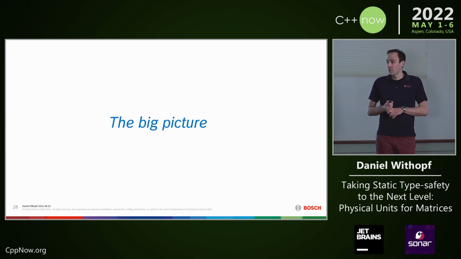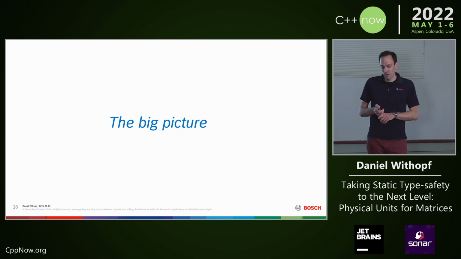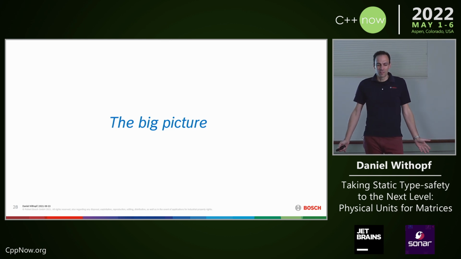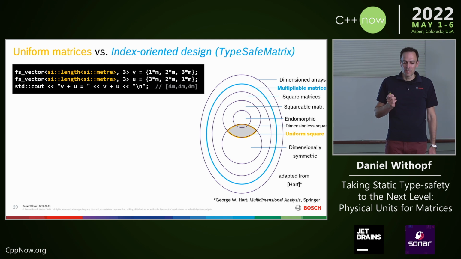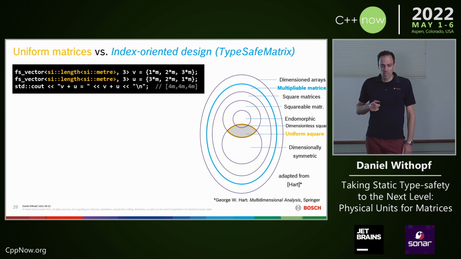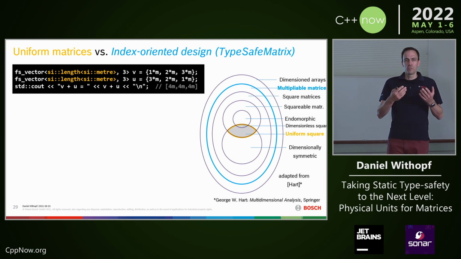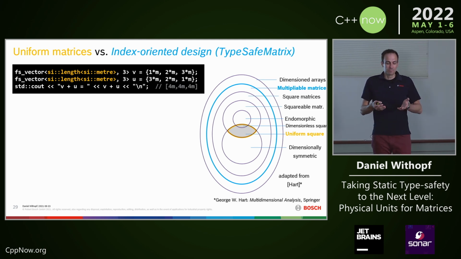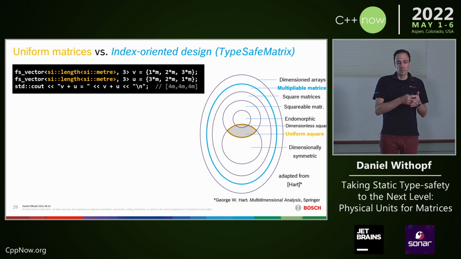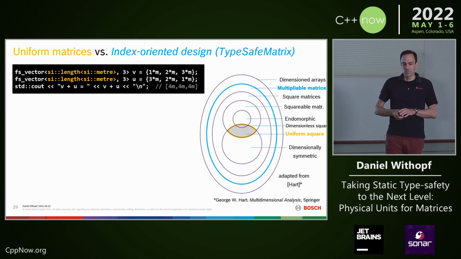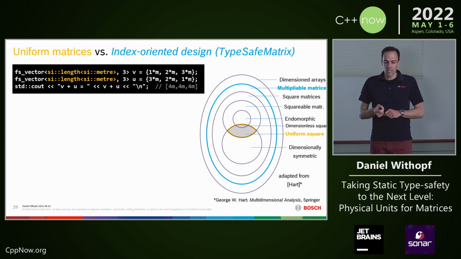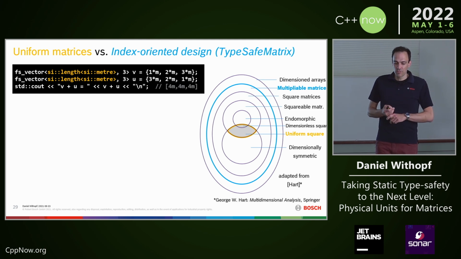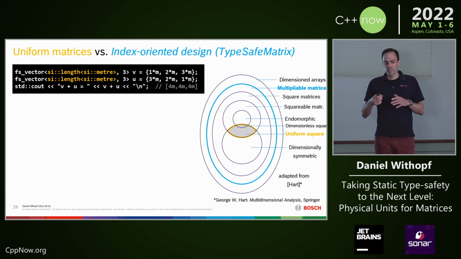Let's move on, maybe. So, okay, this was sort of the lowest details of the library. Now I want to take a step back and take a look at the big picture, what we've actually achieved so far. So I want to compare what we had in the beginning, the uniform matrix approach, where we use the value type of a vector to represent uniform matrices, versus a type-safe matrix. Here on the right-hand side, this is taken from the book that I mentioned by George W. Hart, and it shows the classes of physical unit-aware matrices.